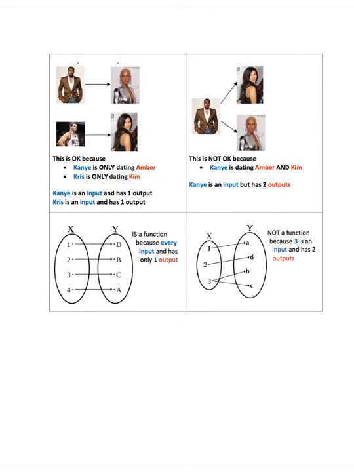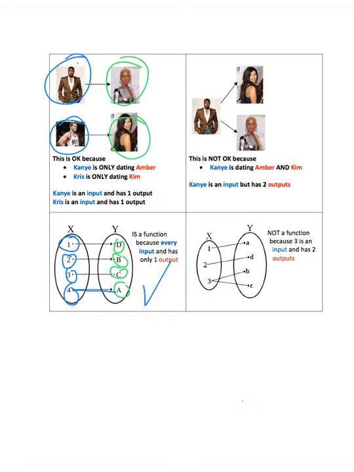Here's what this looks like with some couples. Here you have Kanye, and he's dating only Amber, and you have Chris, and he's dating only Kim. That is okay. That is a function. Just like we have down here, a math example. Each of these inputs has only one output. So the 4 is only dating the A. So that is a function. Check.